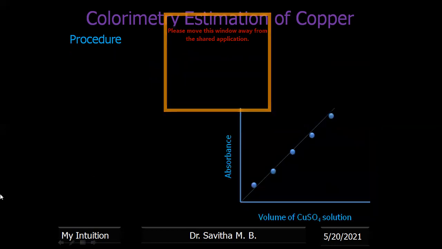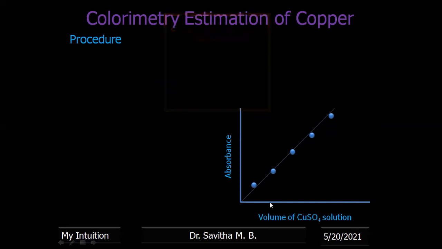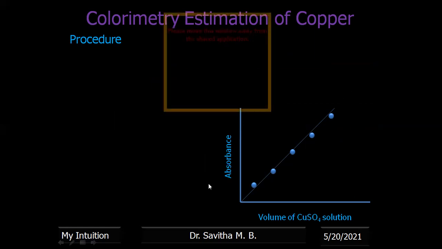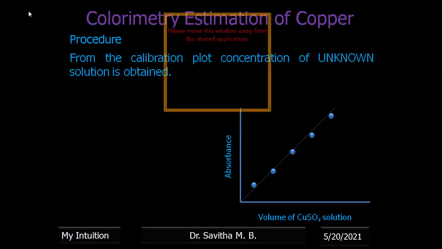Now you have all the absorbances of the known solutions. See, 5, 10, 15, 20, 25, you mark the absorbance in the graph, and you have also noted down the absorbance of the unknown sample. Mark along the y-axis, draw a perpendicular to the calibration graph. Where it cuts the graph, it gives the volume of copper sulfate.